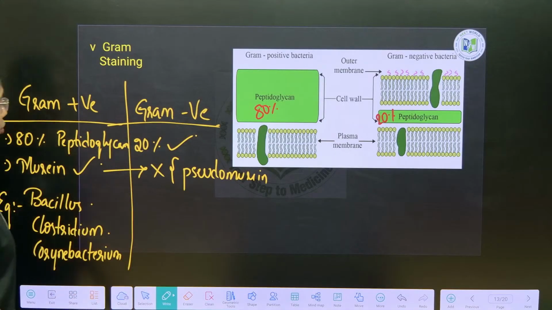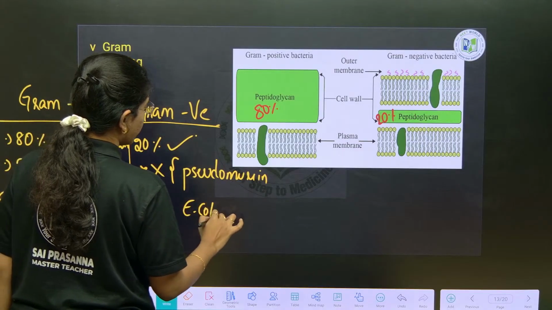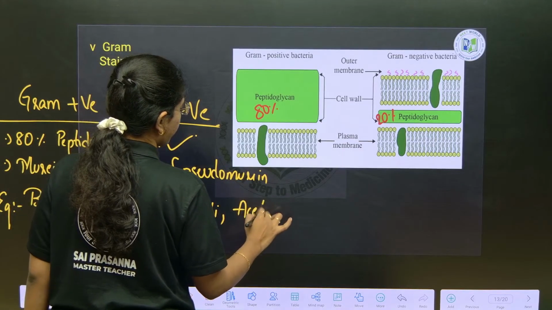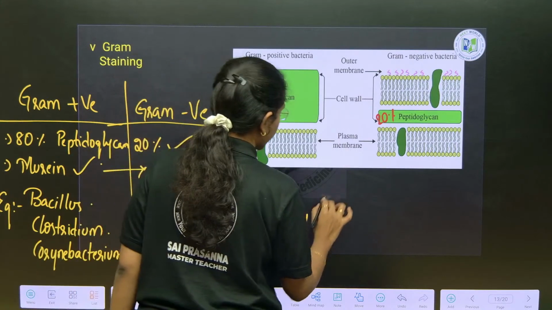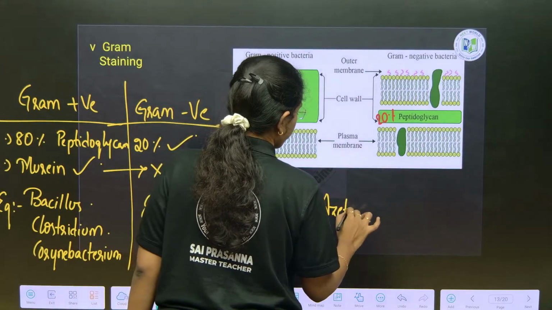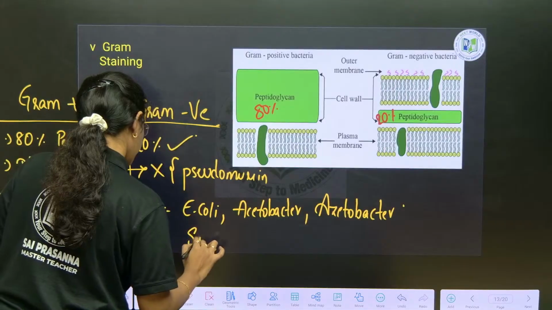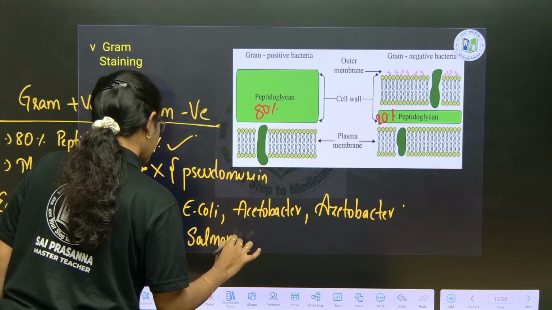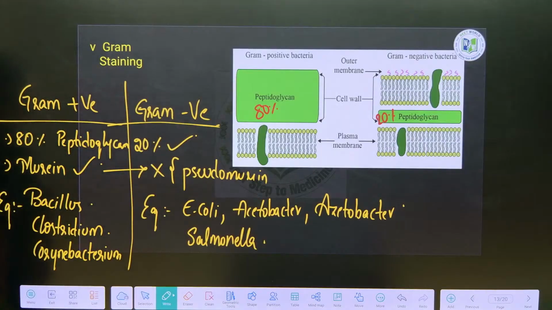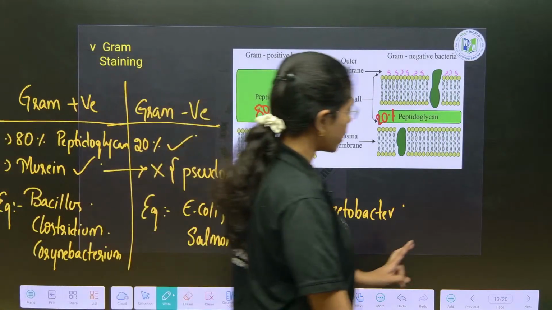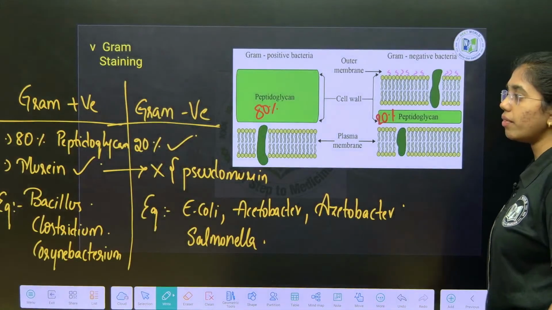Gram negative, if you have to take examples, E. coli is the major example, Acetobacter, Azotobacter, Salmonella. These are the examples of gram negative bacteria. Till here everything is clear, right? Gram positive and gram negative. Any doubts anywhere? If till here it is clear, we will wind up the session.